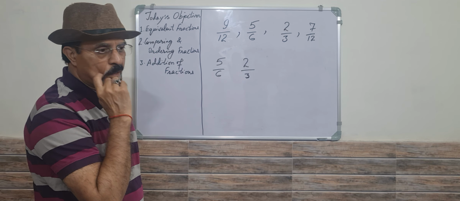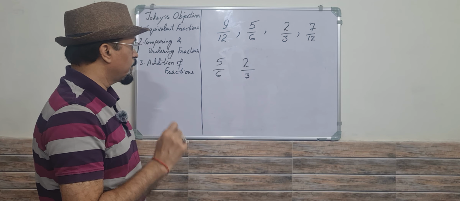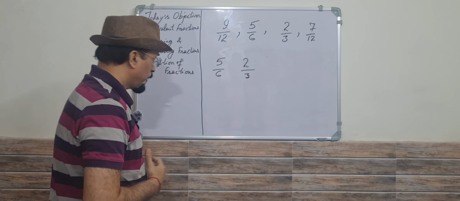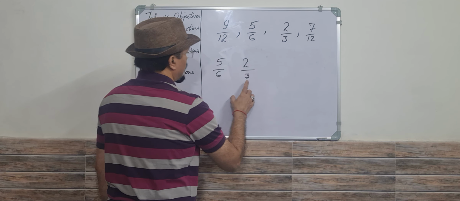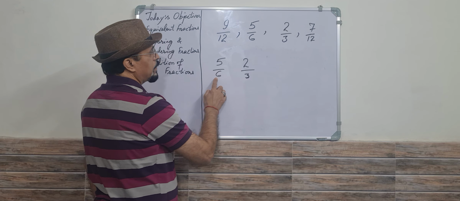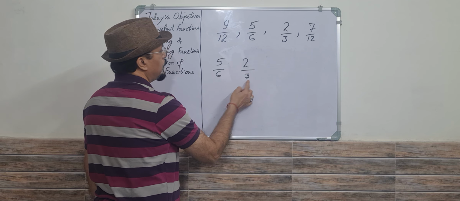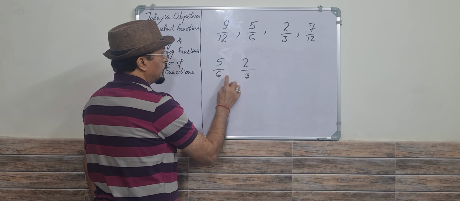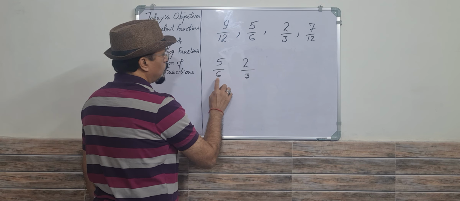Without that we can't compare. So to make the denominator the same, we have different methods. What we can do, if I look at this 6, 3 2s are 6, right? The equivalent fractions we are talking about, 3 2s are 6. So if I multiply this by 2, the denominator will be the same.